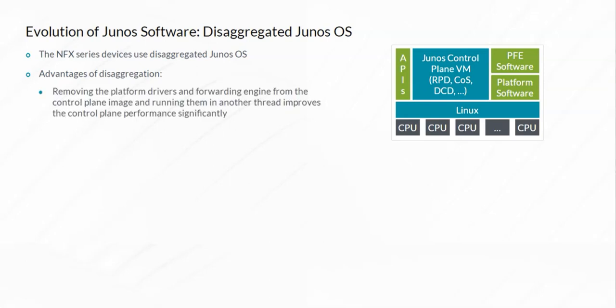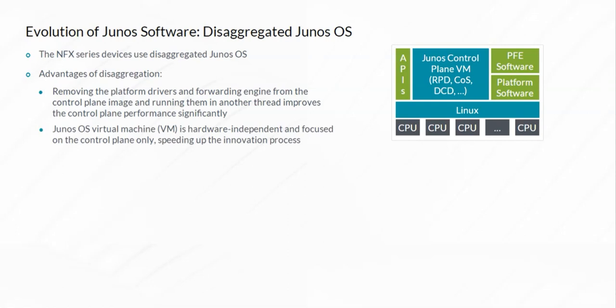Removing the platform drivers and forwarding engine from the control plane image and running them in another thread improves the control plane performance significantly. The Junos OS virtual machine is now hardware independent and focused only on the control plane, speeding up the innovation process. Linux is a multi-threading OS. CPUs are multi-core. The disaggregated Junos OS architecture permits Junos OS to pin software to different processor cores, and third-party binaries or other applications can make use of additional CPU cores.